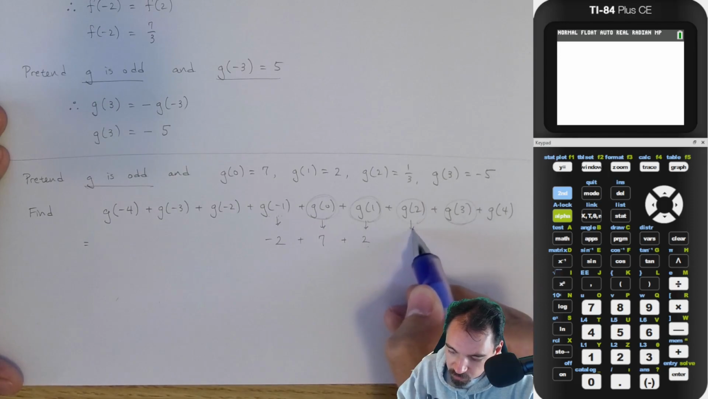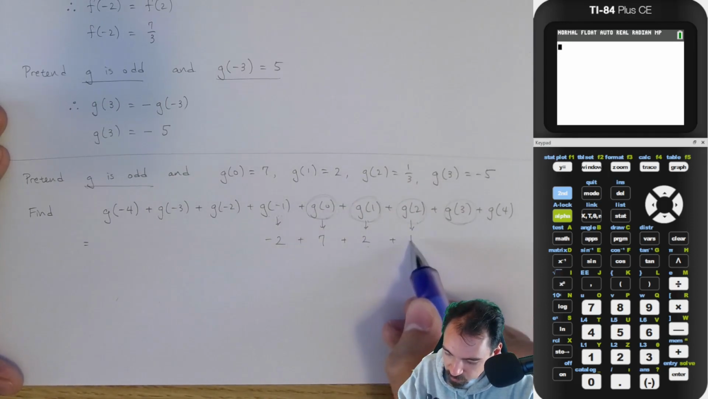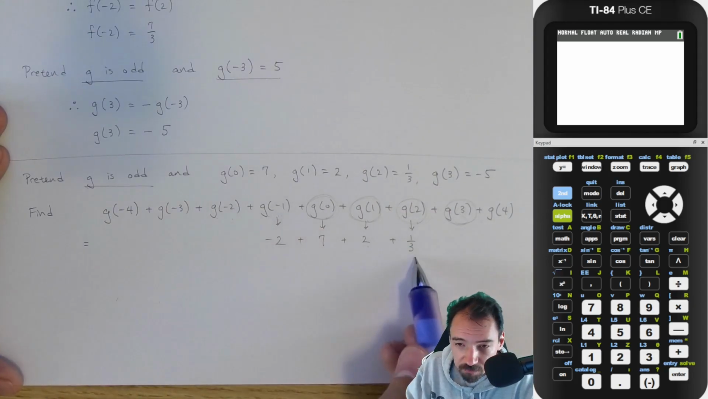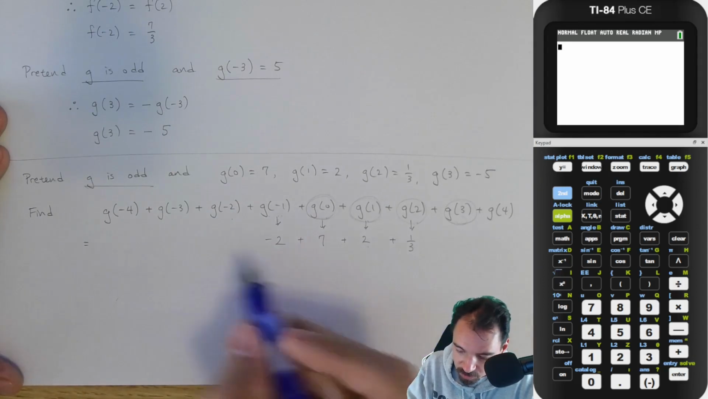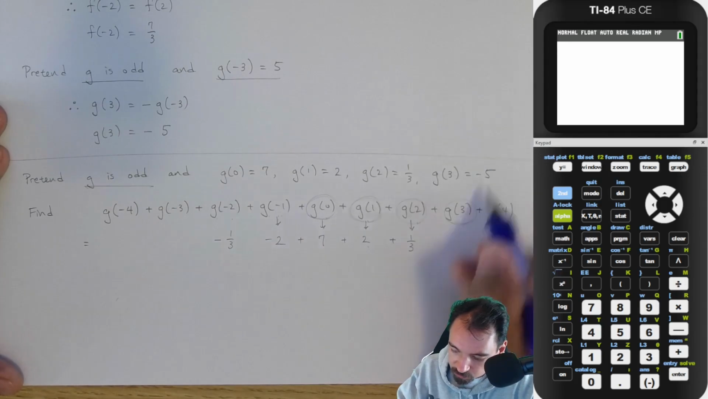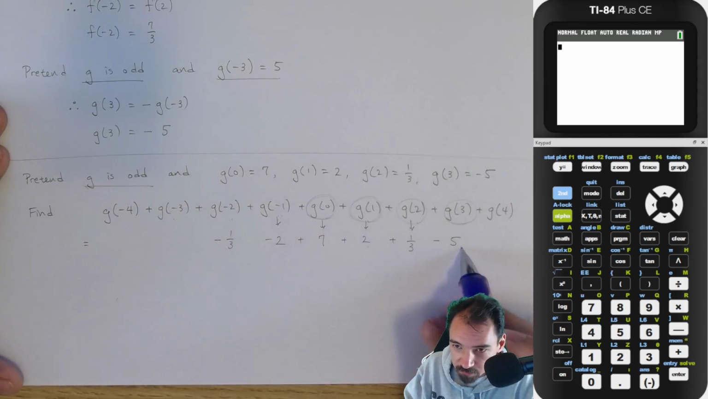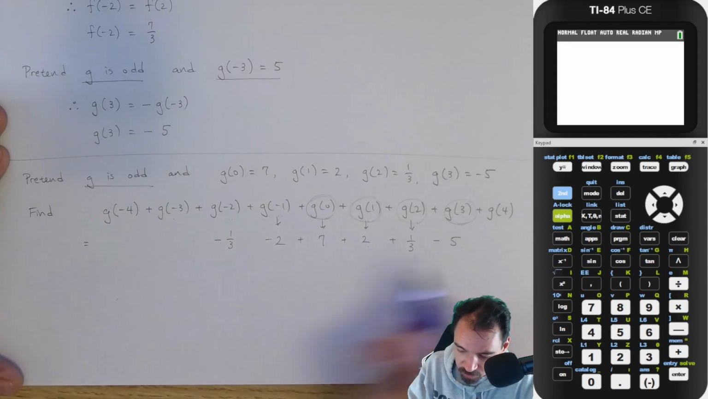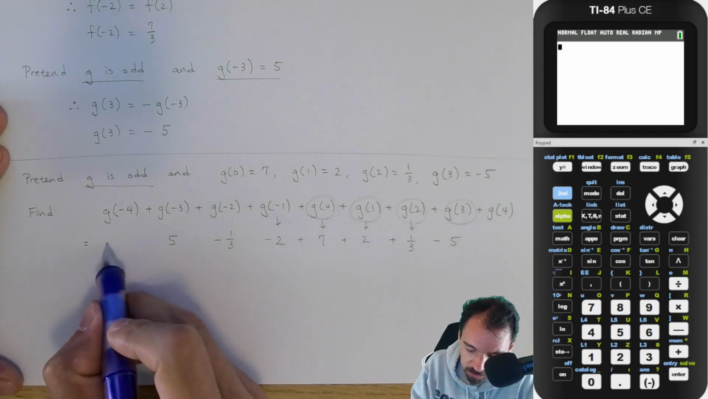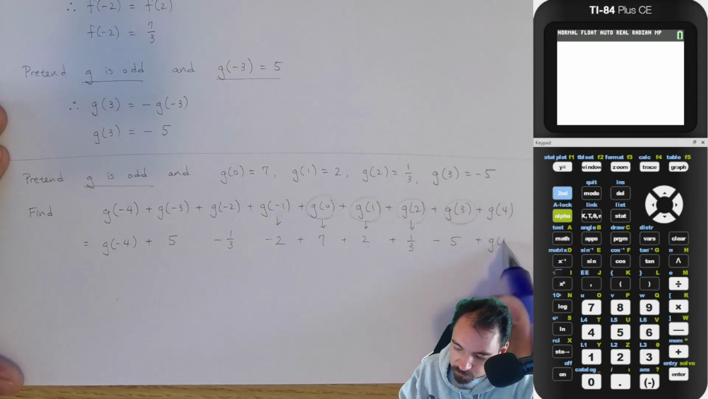Now g of 2, sorry, I'm pointing at the wrong thing. g of 2 is 1/3, and we know that g of negative 2 has to be the negative version of 1/3 because g is odd. So that's going to be negative 1/3. And then g of 3 we know is negative 5, and g of negative 3 is the negative version of that number because g is odd, so positive 5. Now I'm going to leave this as g of negative 4 and this as g of 4.